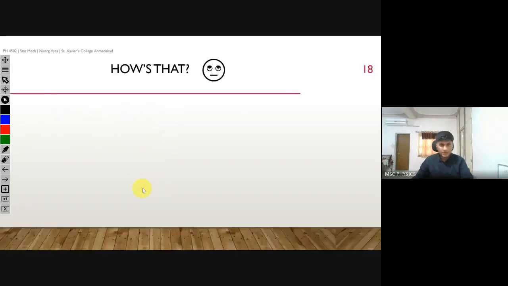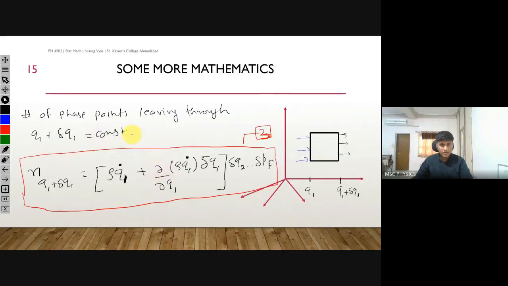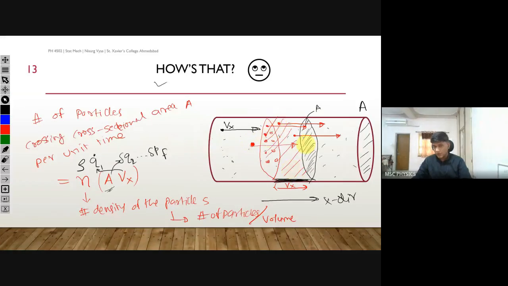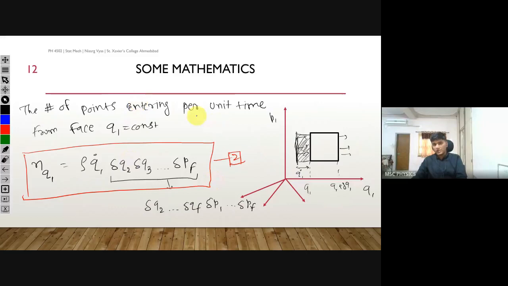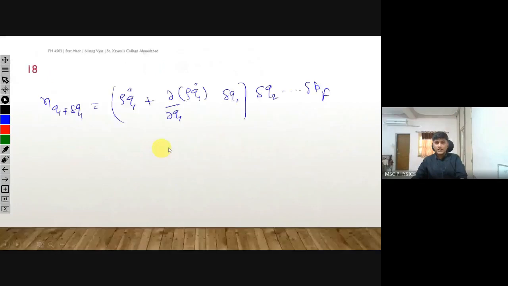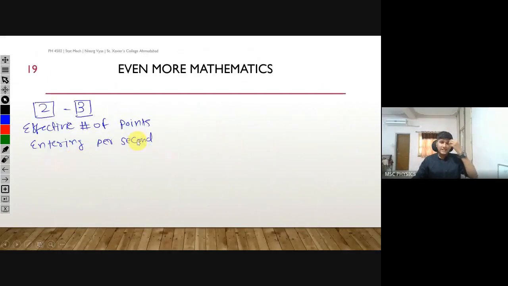I'm talking everywhere about per second, because if you are talking about per second, then only you can multiply it with the velocity. So I'm talking about per unit time. Yes, it is definitely needed per unit time. The number of phase points leaving through this surface per unit time, and here again the effective number of points entering per unit time.